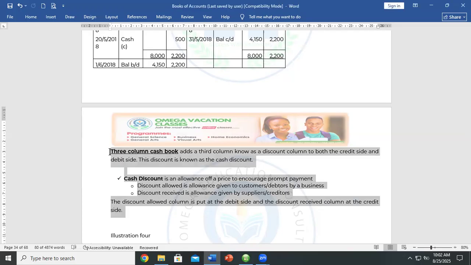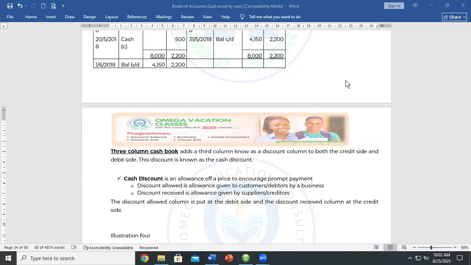Three-column cash book adds a third column known as a discount column to both credit side and debit side. This discount is known as the cash discount. Cash discount is an allowance of a price to encourage prompt payment. Discounts allowed is allowance given to consumers or debtors by a business. Discount received is allowance given by suppliers or creditors. The discount allowed column is put at the debit side and discount received column at the credit side.